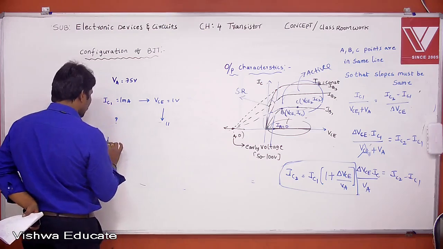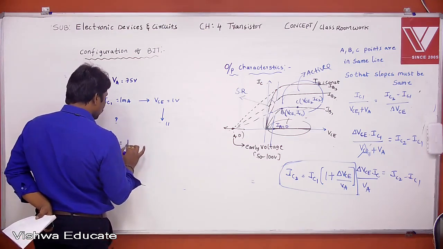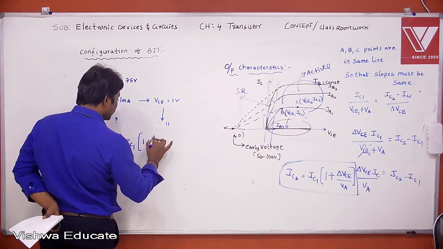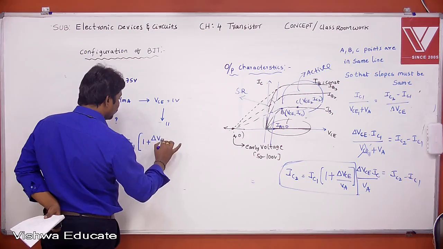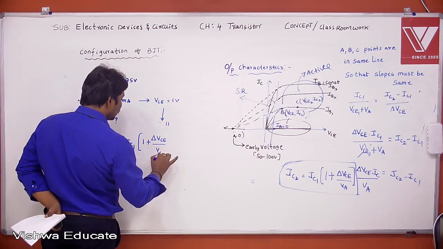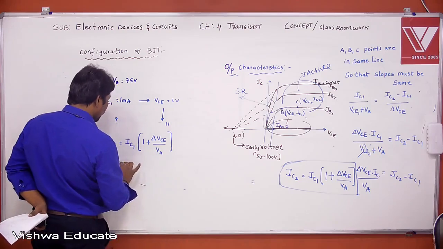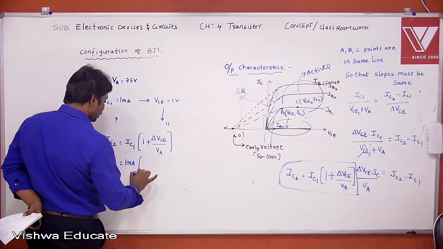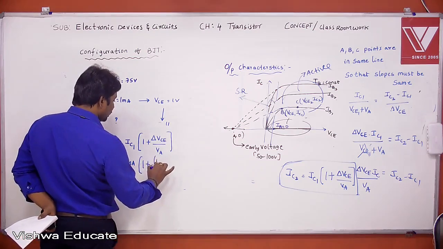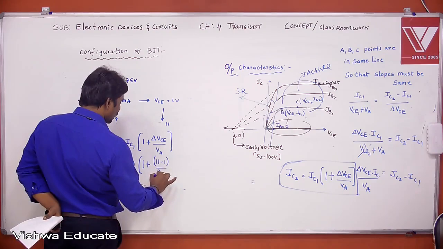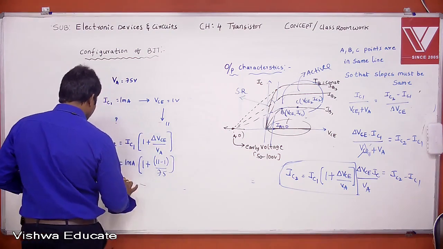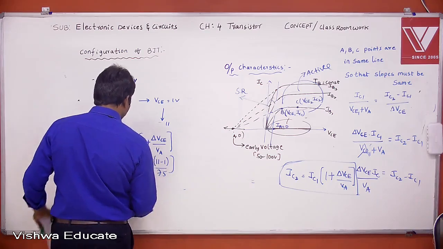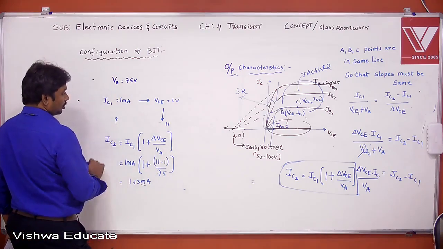Right? What is the formula? That is IC2 equal to IC1 into 1 plus delta VC by VA. Right? What is IC1 here? 1 milliampere, 1 plus, this is 11 minus 1 by 75, which is equal to how much? 1.13 milliamperes here. This much current will be increased.